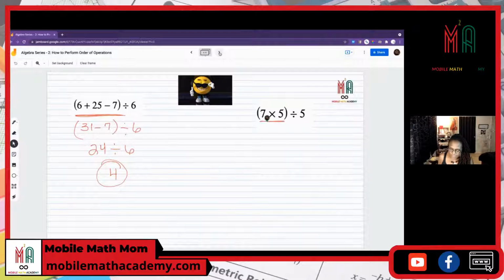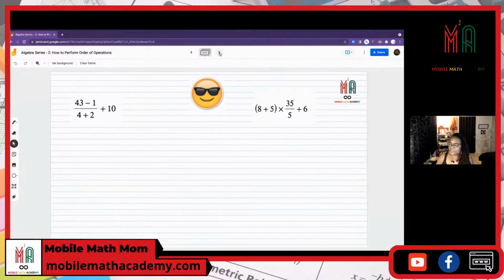Over here, we have parentheses again. Remember, we want our parentheses to go first. Let's change our color a little bit. All right. 7 times. Now we have multiplication and division too, right? But parentheses supersedes everything else. And then we do multiplication and division. So 7 times 5 is 35 divided by 5. All right. 35 divided by 5 is 7. All right. How you feeling so far? Everything is good? All right. Let's go.